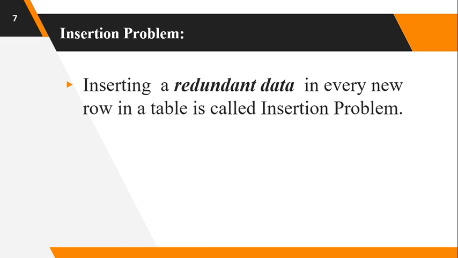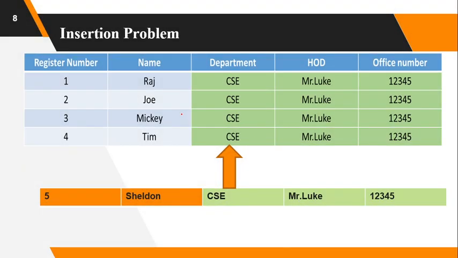So now let's see what an insertion problem is. Inserting redundant data in every new row in a table is called the insertion problem. For example, in the same student table, we are going to insert a new record. This new record has register number 5, name Sheldon, and the department same CSC, HOD, and office number. We are going to insert this new record into the old student table. Only these two values are new, but the remaining department, HOD, and office number are all the same. So this is repeated data. This is the kind of anomaly present in the insertion problem. While we are adding the new record, the data is getting repeated. So this is the problem.